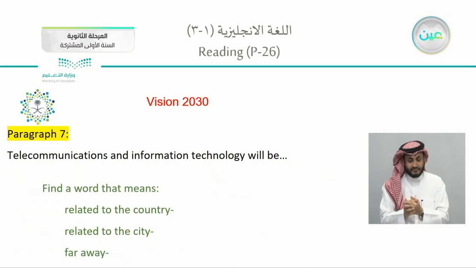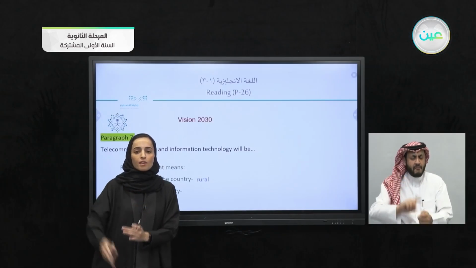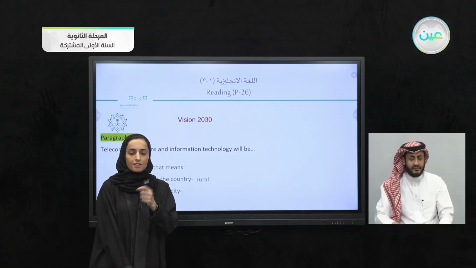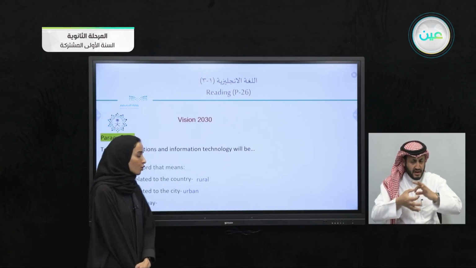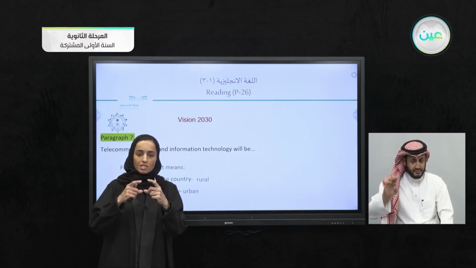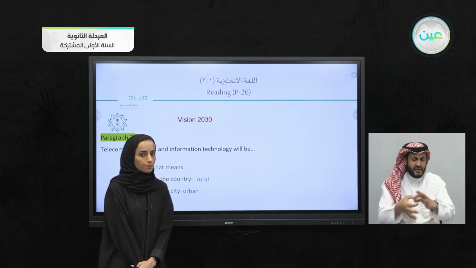Let's continue the same paragraph. Can you find a word that means a place that is related to a country? In remote areas, they are rural. Rural, just like the villages, away from anything, not the city center. How about related to the city? It is urban. So urban is related to the city, and rural is away from the city, the country.